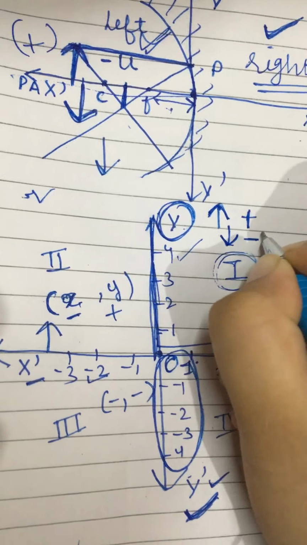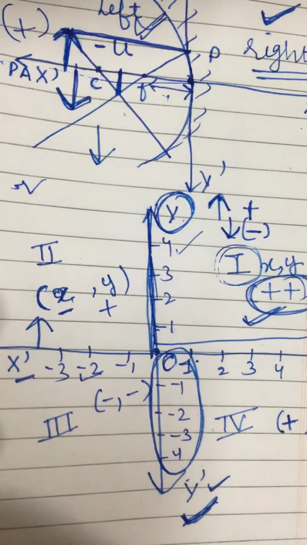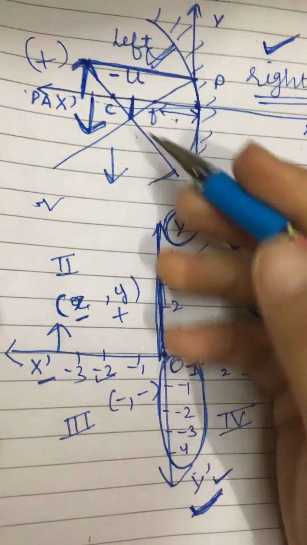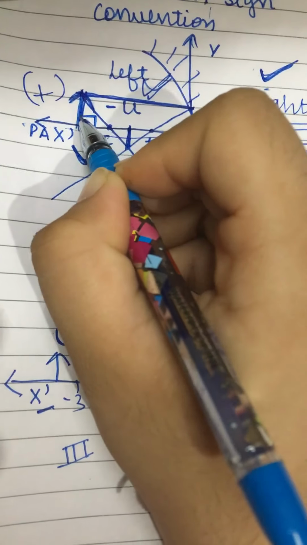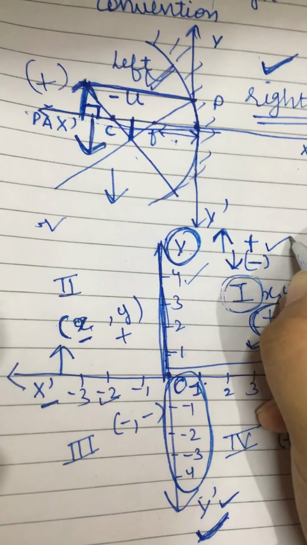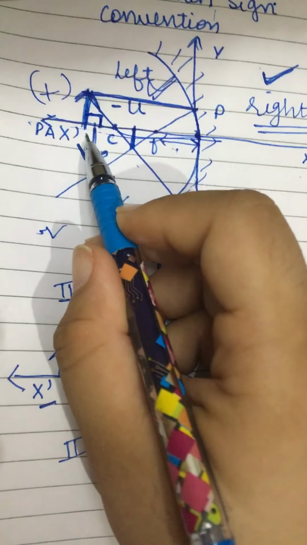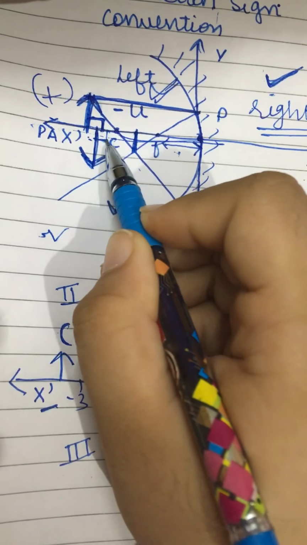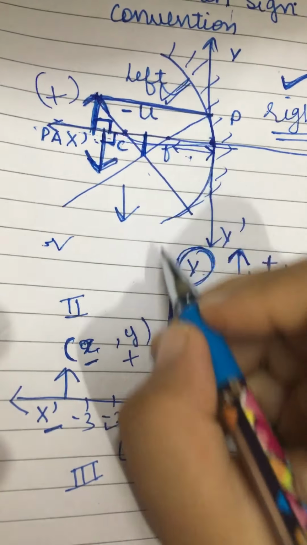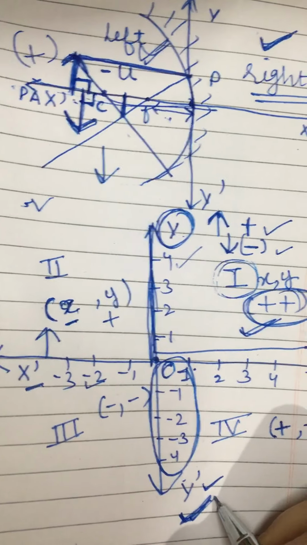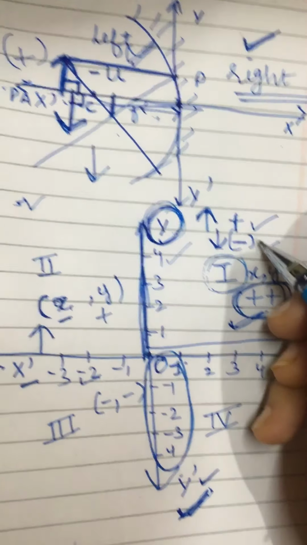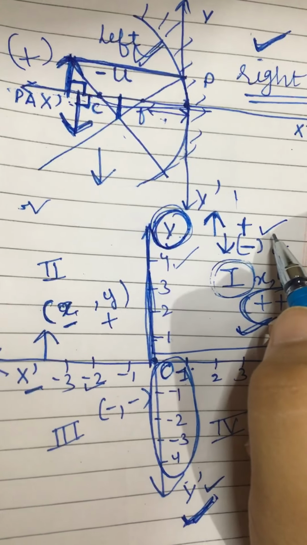The image formed in the downward direction will be negative. We can also say that the distance perpendicular to the principal axis in the above direction will be positive, and the distance perpendicular to the principal axis in the downward direction will be negative, because here it is the y minus axis, therefore it will be negative, and here it is the positive y axis, so in the above perpendicular direction it will be positive.